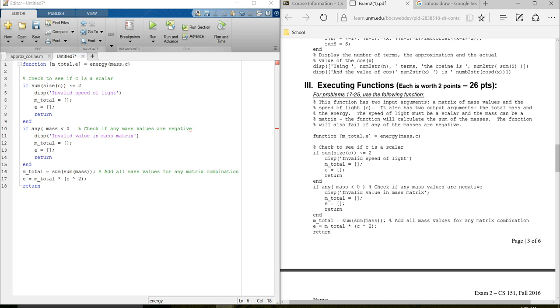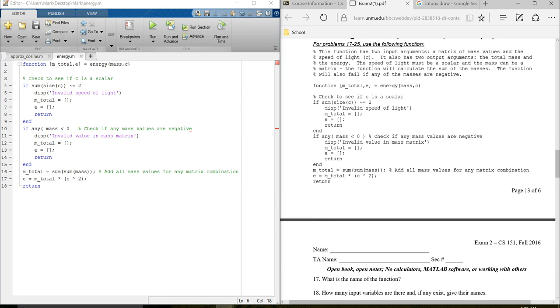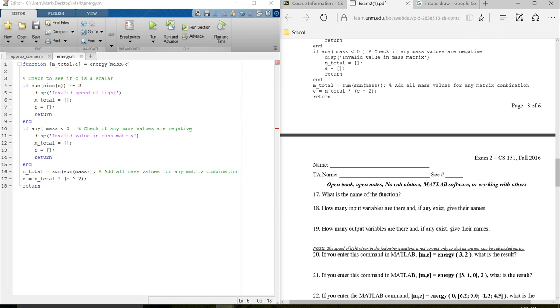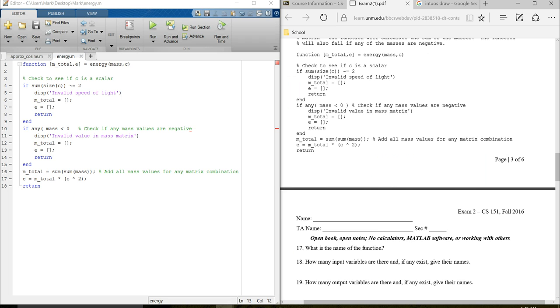So here's my function. I just copy and pasted it into MATLAB, and I should actually save it. Save it as energy. And I'm going to dock it here. I'll throw this to the other side. So question 17, what is the name of the function? Well, we come over here to the function header where it has its outputs, its name, and its inputs, and we see that the name of the function is energy.